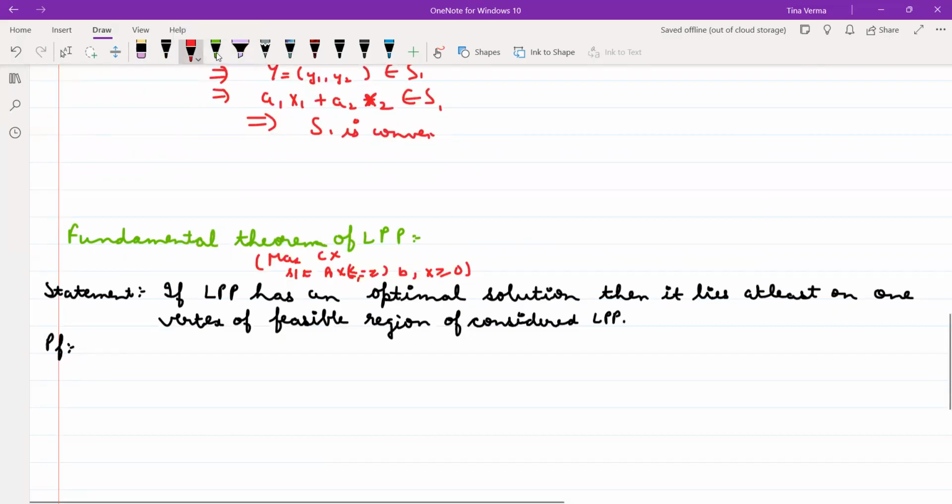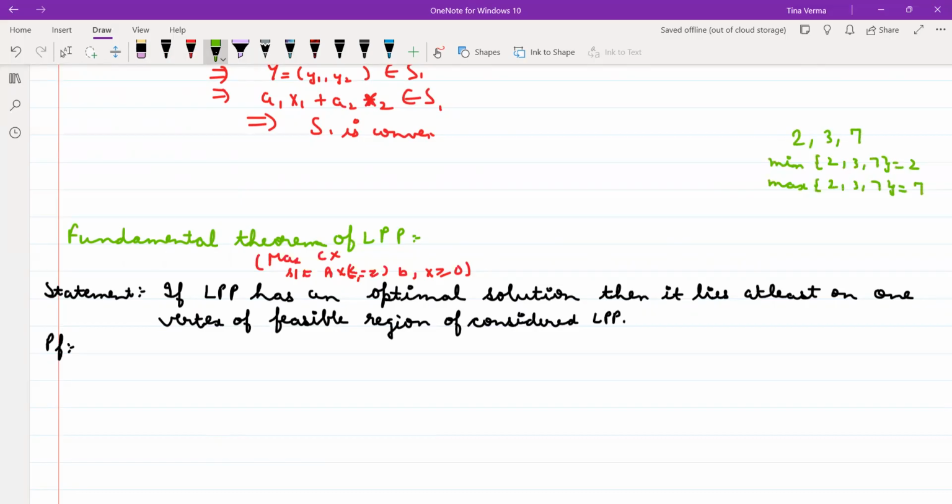So before starting this, I just want to tell you a remark that you can notice. Suppose I am taking any numbers, say 2, 3, 7. If I find the minimum of these numbers, this will be 2. And if I find the maximum of these numbers, that will be 7. So I have these three numbers, right? If I want to write the CLC of 2, 3, 7, what will it be? That is A1 into X1, that is my 2, A2 into X2, that is my 3, and A3 into X3 is 7.